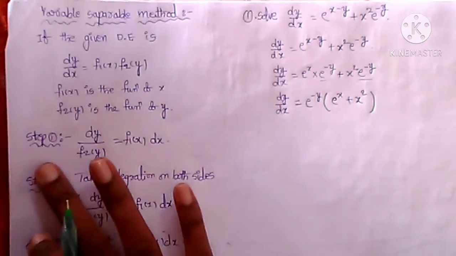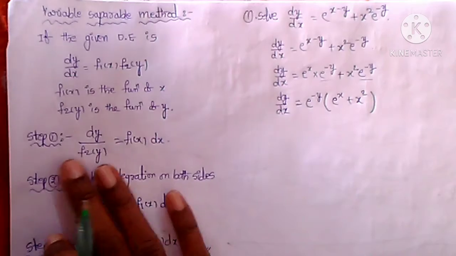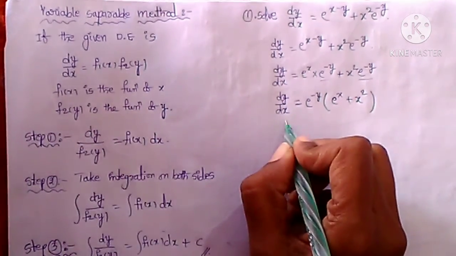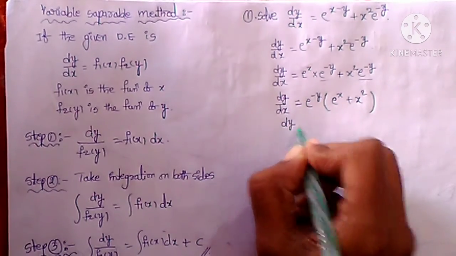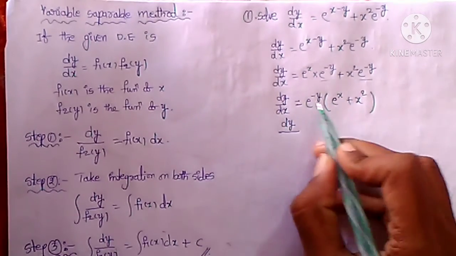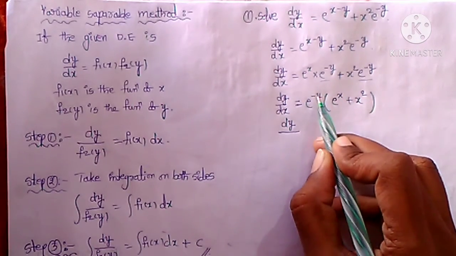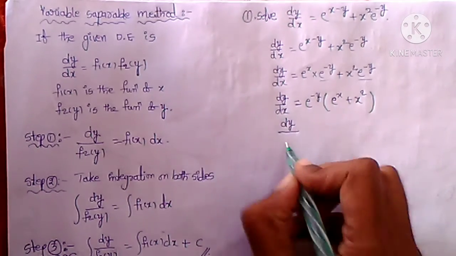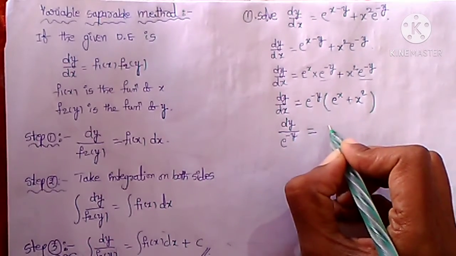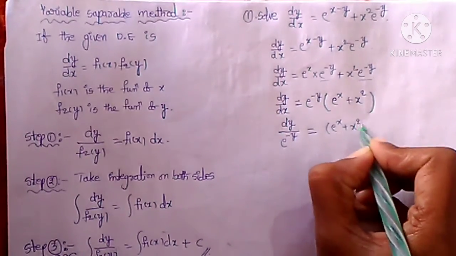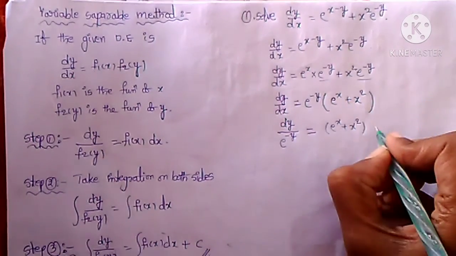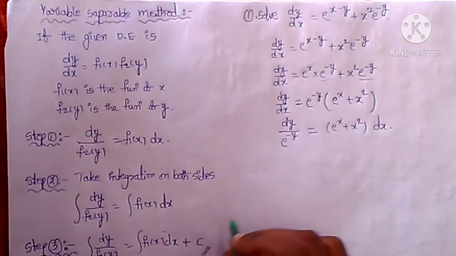What is the first step in variable separable method? You have to separate the x terms into one side and y terms into another side. If you separate the x terms into one side, y terms into another side, what is the y term in RHS side? E power minus y. If it goes into LHS side, it becomes division. e power x plus x square is as it is in RHS side. If dx goes into RHS side, it will become multiplication.